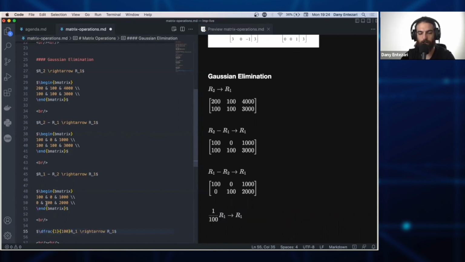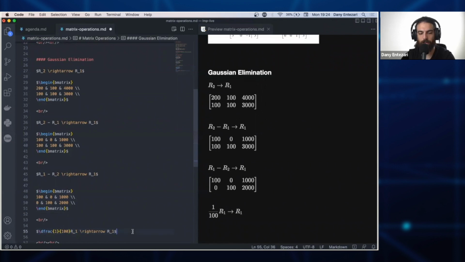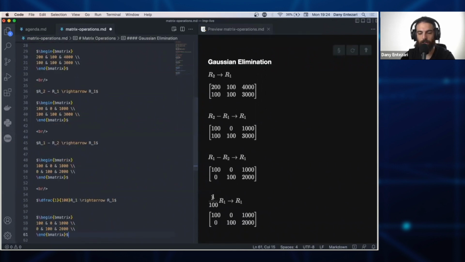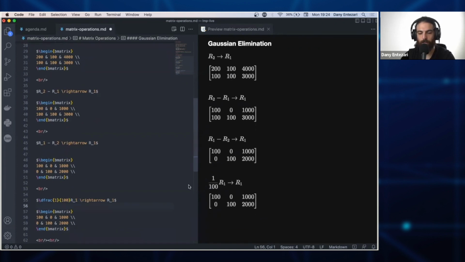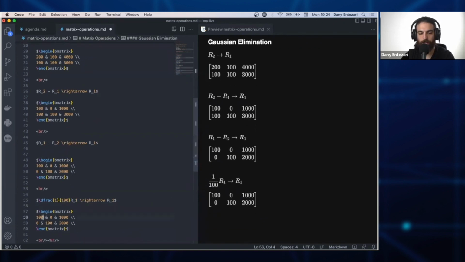So that will do what? It will give me 100 over 100. 100 over 100, that's just 1. 0 over 100, that's just 0. And then 1,000 over 100 is just 10. And then I'm going to do the same thing for row number 2. So I'm going to copy this bit.